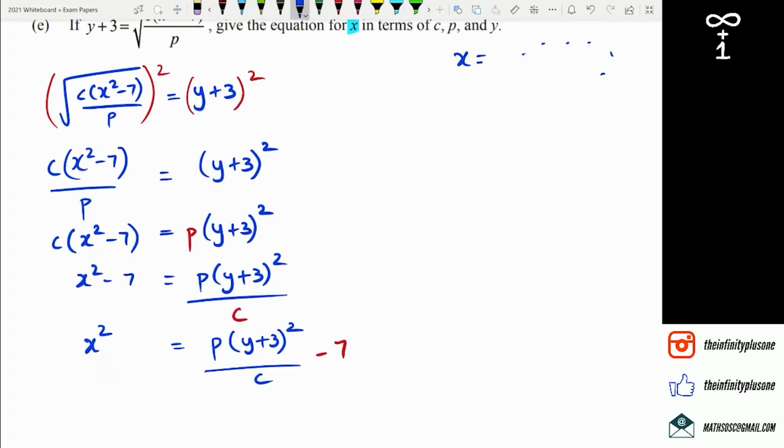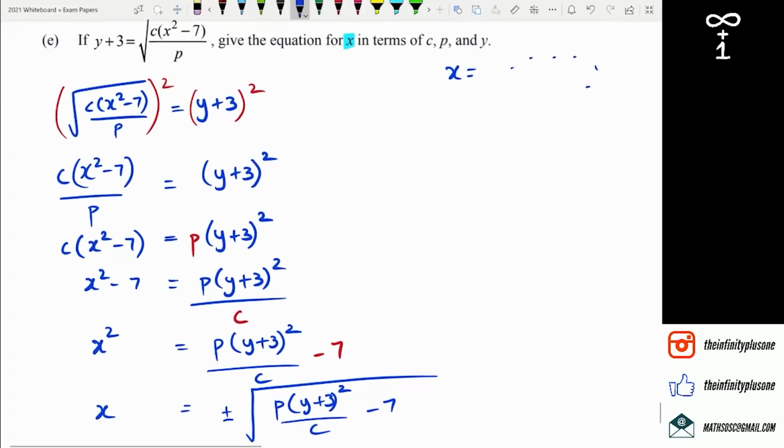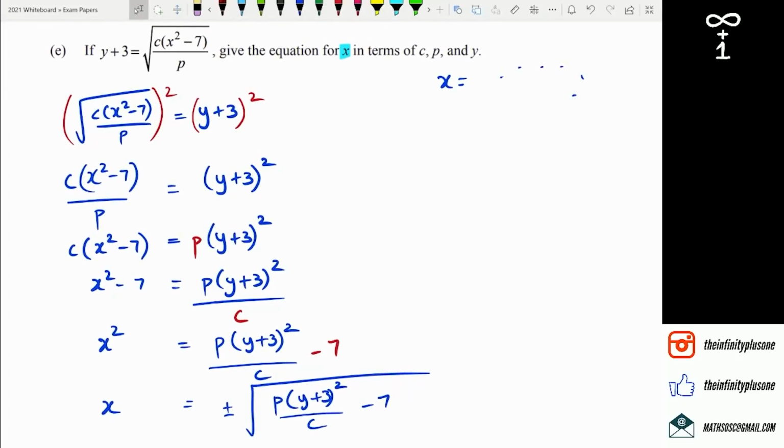And finally, I need to get rid of the squared. So I'm going to square root the whole thing: the square root of p times y plus 3 squared over c, minus 7. Now, I know in the answer schedule it actually says plus or minus is not required, but whenever you take a square root of a number, it's always just good habit to put that plus or minus in front of a square root symbol. So that's basically what we needed to do in this kind of question here. It's just following it one step at a time.